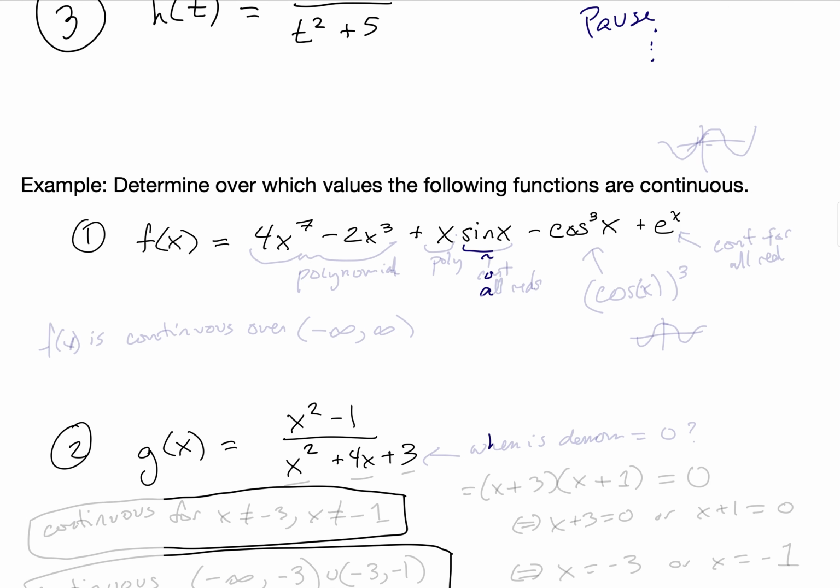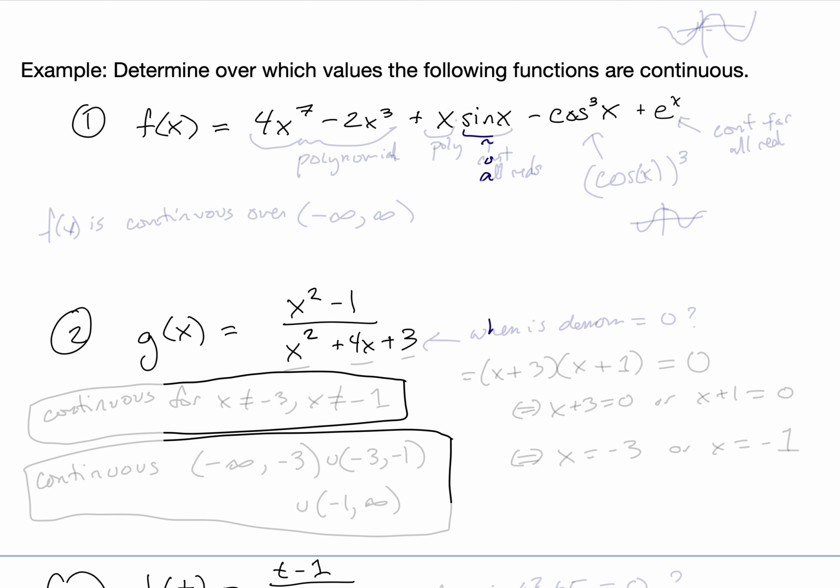Okay, so let's look at our first function. That one looks kind of confusing. There's a lot going on, but observe that the first part is just a polynomial. The second part is a small polynomial multiplied by sine of x, which we know is continuous for all real numbers. Sine of x is just that wave function that's continuous for all real numbers. The function value of sine of x is equal to the limit for any input value we choose.